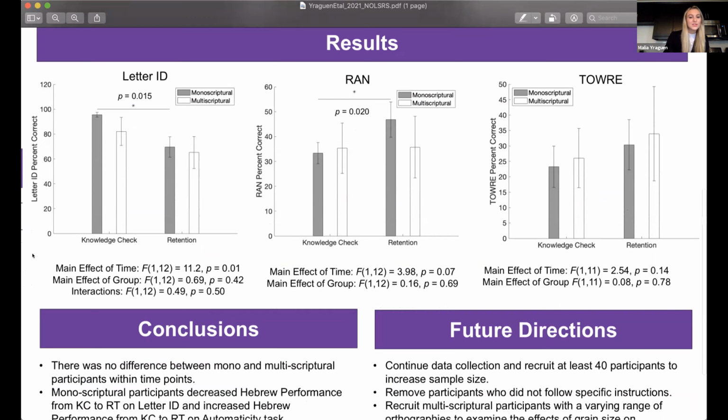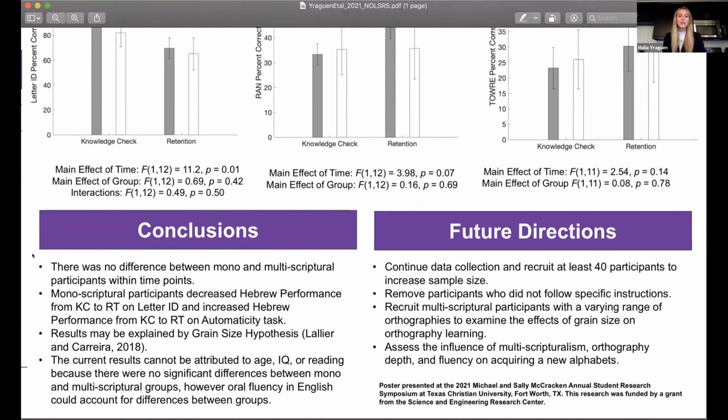Our current results suggest that there may be no multi-scriptural advantage in novel orthography learning, which may be explained by the grain size hypothesis. The grain size hypothesis suggests that the ability to pick up a new orthography depends on the match of the grain size between the orthography that you know and the orthography that you are trying to learn.